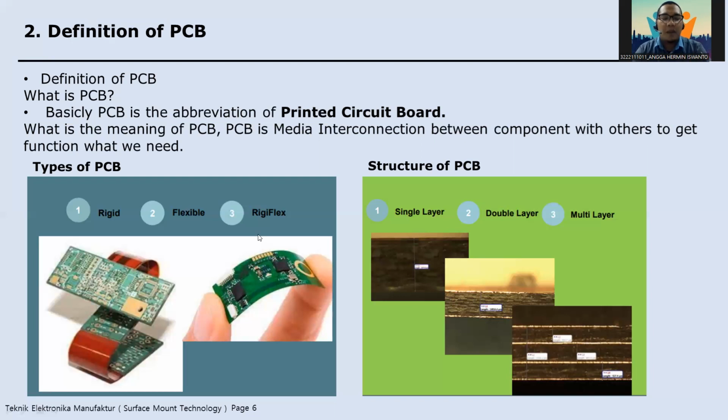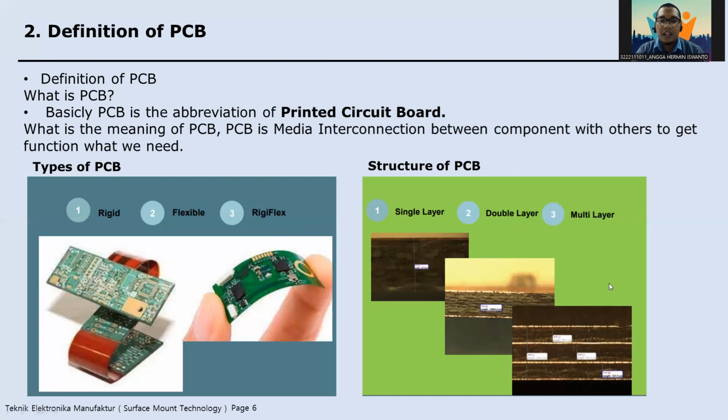We have three kinds of types of PCB. First is rigid, the second is flexible, and the third is rigid-flex, a combination of rigid with flex. Beside the types of PCB, you can see on the picture the structure of the PCB. We also have three kinds of structure: the first is single layer, the second is double layer, and the third is multi-layer, as you can see in the picture.